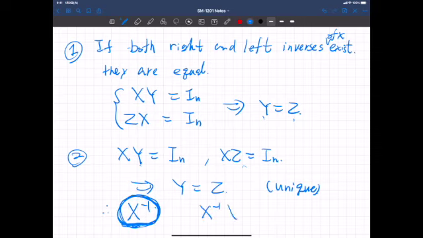So we have X inverse times X is the identity, which is equal to X times X inverse.